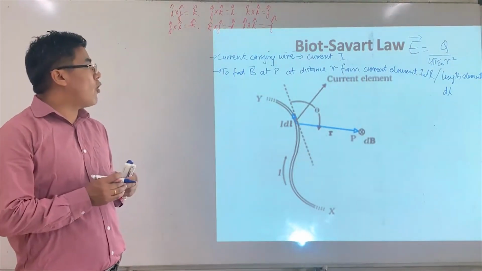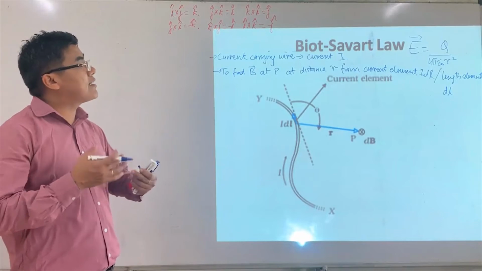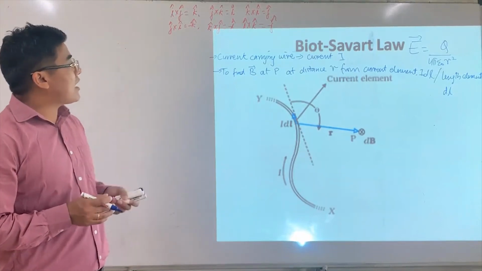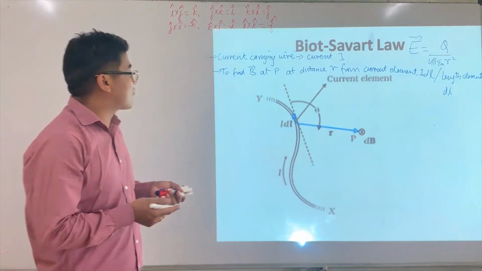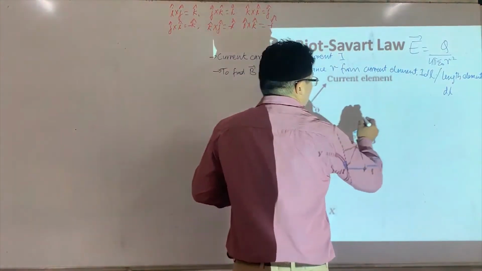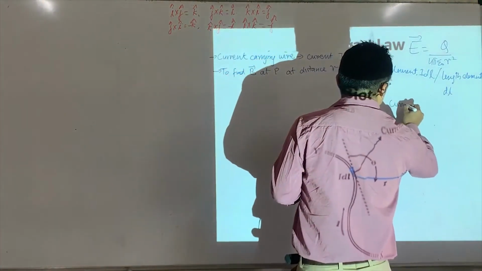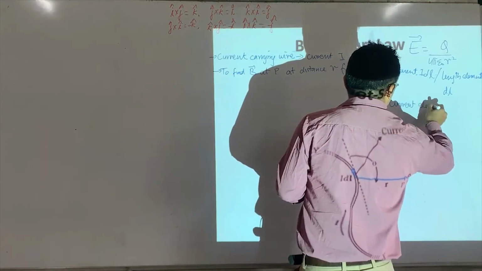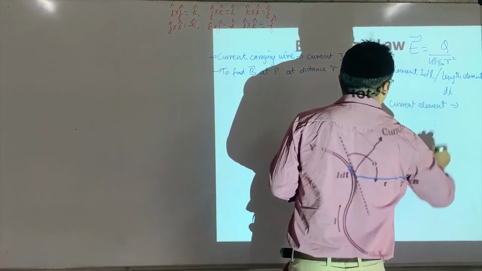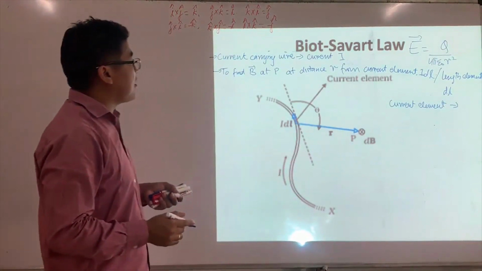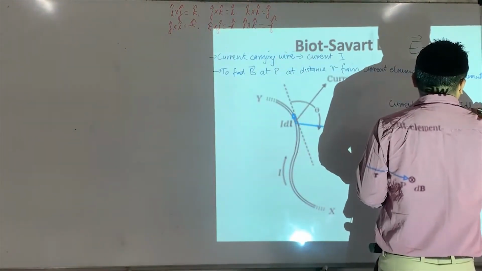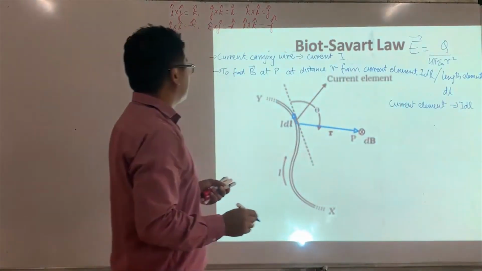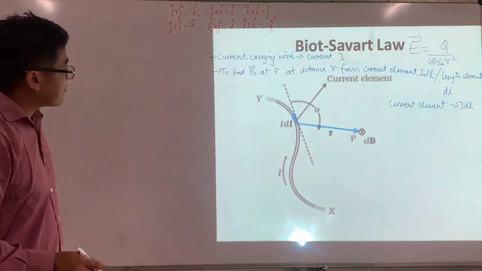Like in Coulomb's law we choose a discrete charge Q, in the case of the Biot-Savart law we choose what we call a current element. We are going to find the magnetic field due to the current element I dl.